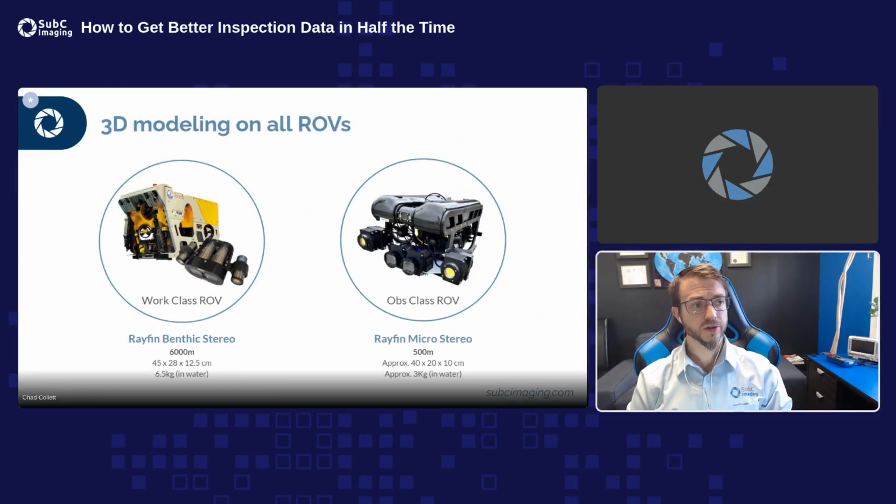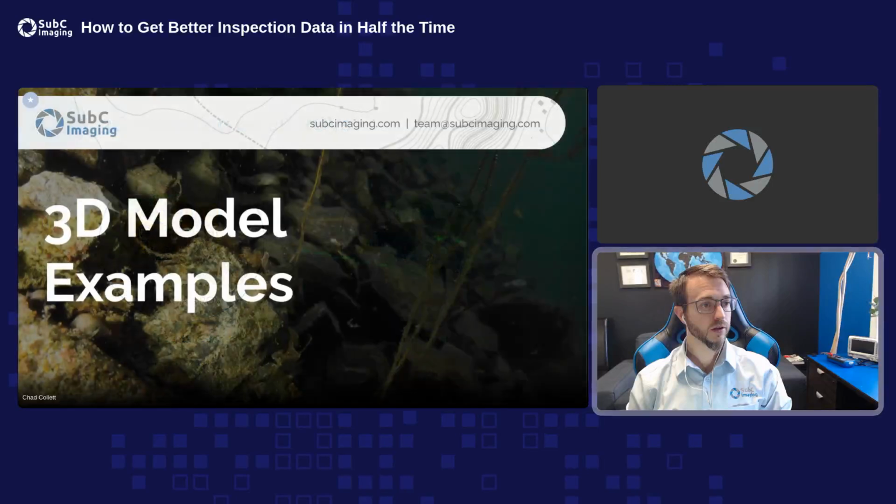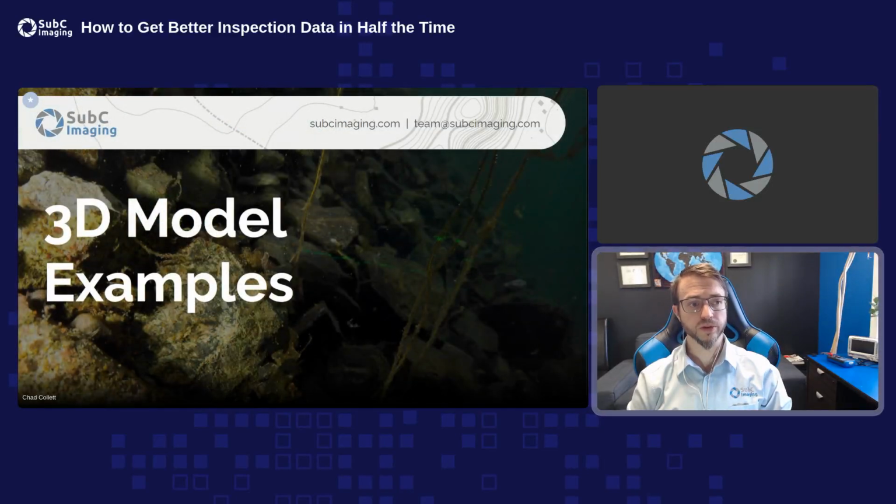Rayfin stereo cameras are also going to be available in two sizes, the benthic at 6,000 meters and the micro at 500 meters. And this will be available with and without the ROV holder. And these digital stills that are captured by our cameras are of high enough quality to enable post-processing in 3D models with a sub 1 millimeter accuracy.